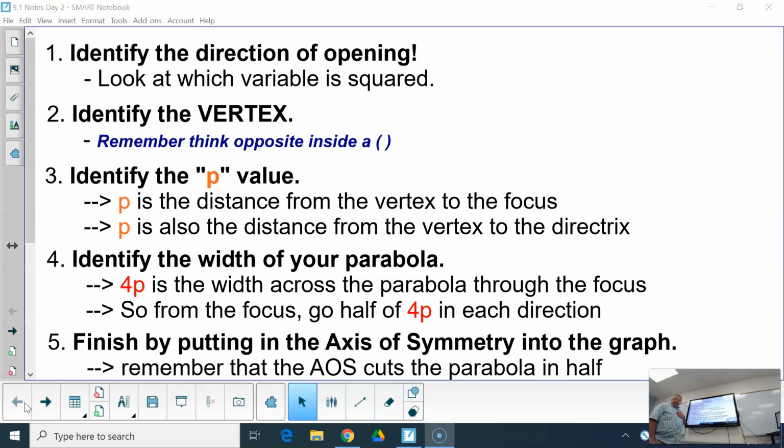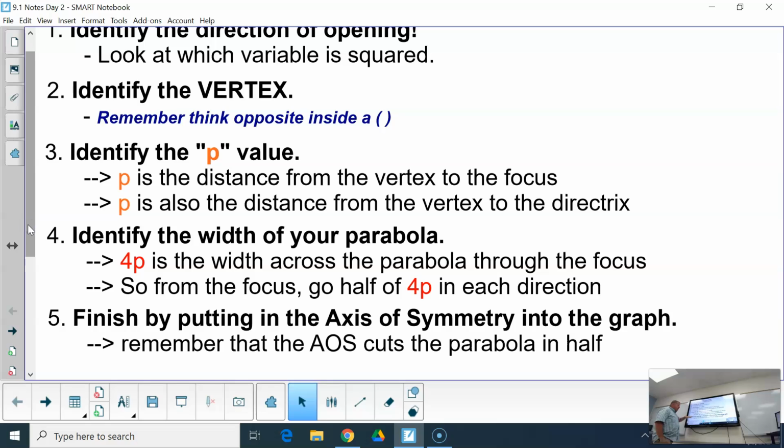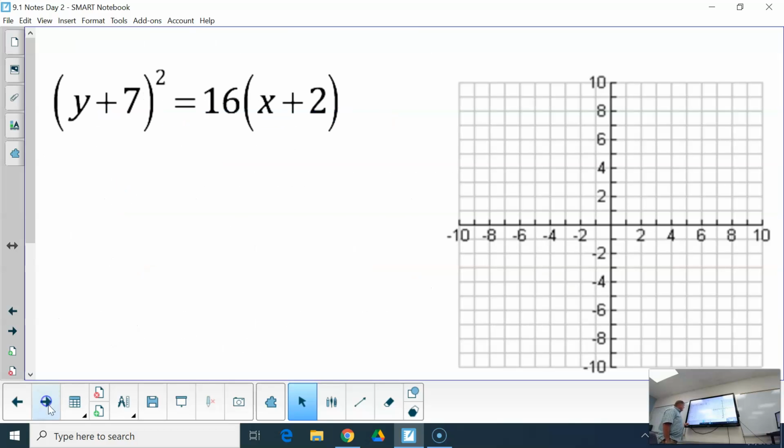Next thing we do is we identify the width. That non-squared coefficient, that's 4p. That's going to be the width of our parabola through the focus, half of it going one way, half of it going the other. And then the last one, we finish by putting on the axis of symmetry. Remember, that's the line through the focus and the vertex.